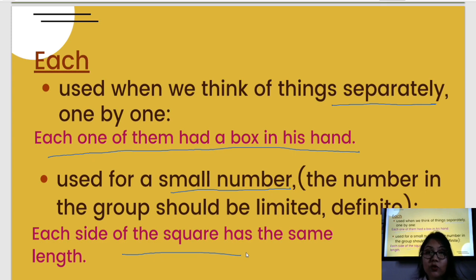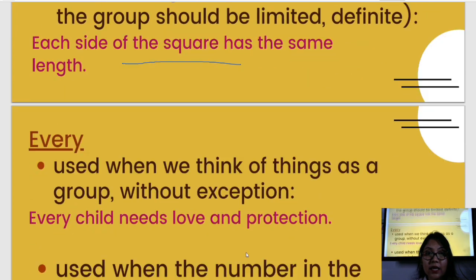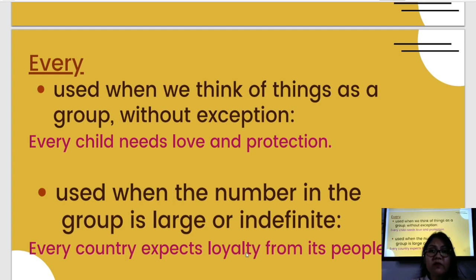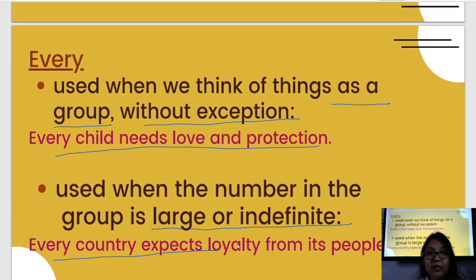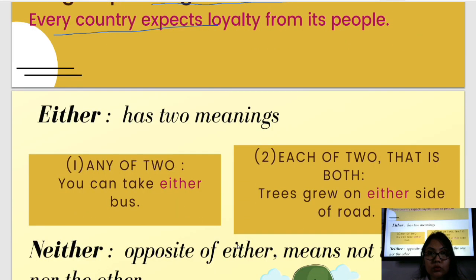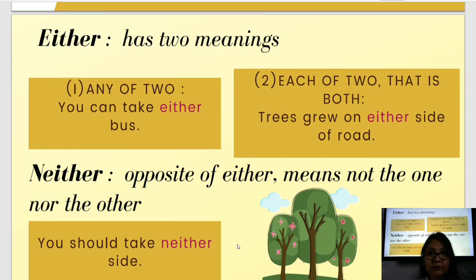Okay? Now let's move on to the next one. That is every. Every is used when we think of things as a group. We think of it as a group without exception. Example, every child needs love and protection. Again, every is used when the number in the group is large or indefinite. For example, every country expects loyalty from its people. Clear? Now let's move on to the other two that we are left with.